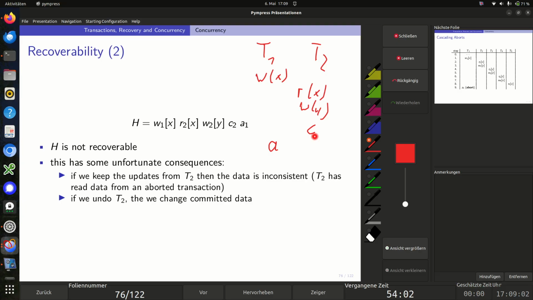How can you solve this? How can you make this schedule recoverable? The commit is only allowed for transaction 2 if there was a commit for transaction 1. Exactly. So where should we place the abort? Quite easy. It would be sufficient if you just would place it before the commit. Then it would be recoverable.